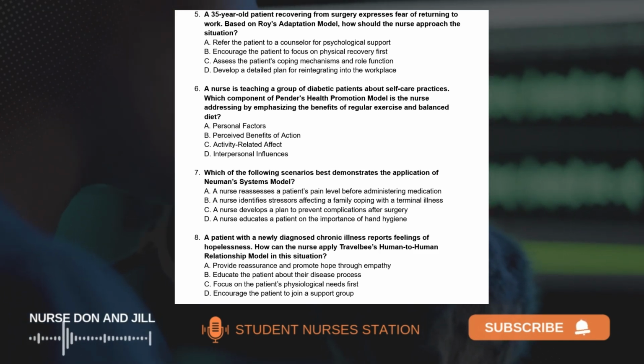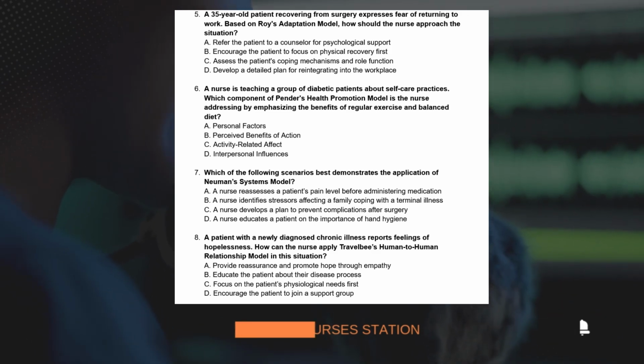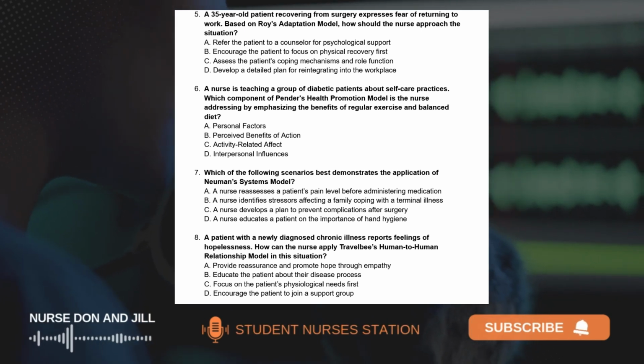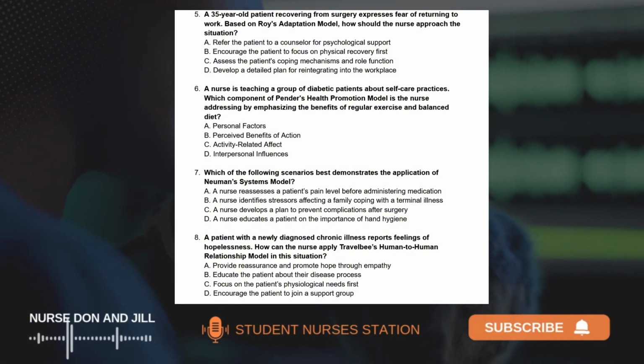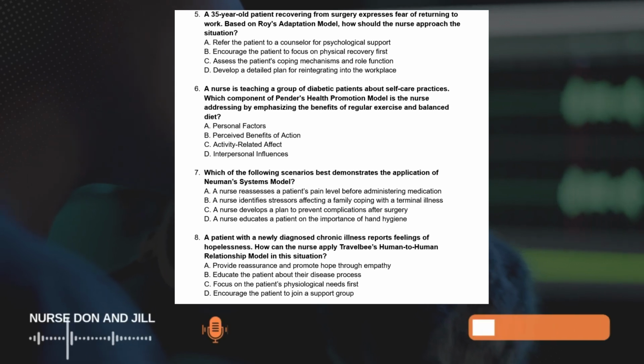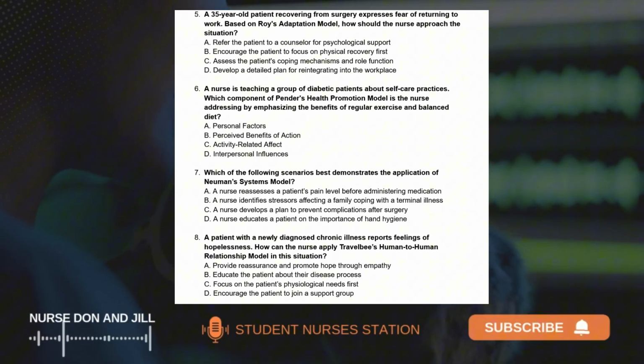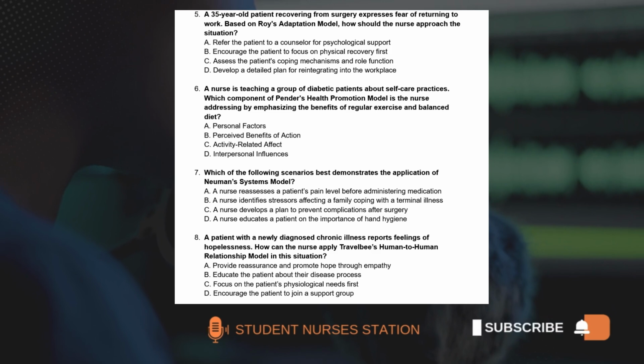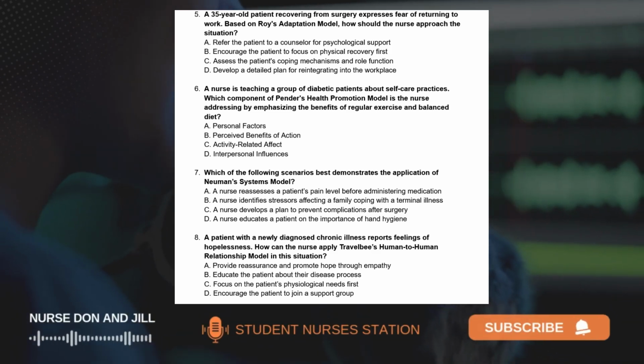You are absolutely right. Nurse Joyce Travelbee's model focuses on the power of that connection between nurse and patient, especially when things are really tough. It's about being there for them with empathy and a genuine presence when they're dealing with emotional pain. Right. It's about being that supportive person, that listening ear, and not judging their feelings. It's about letting them know they're not alone. Exactly. When someone is feeling hopeless, especially after a big life change like a chronic illness, reassurance and hope can make all the difference. It's about helping them find meaning and purpose in what they're going through and being there to support them as they figure out this new chapter in their life.